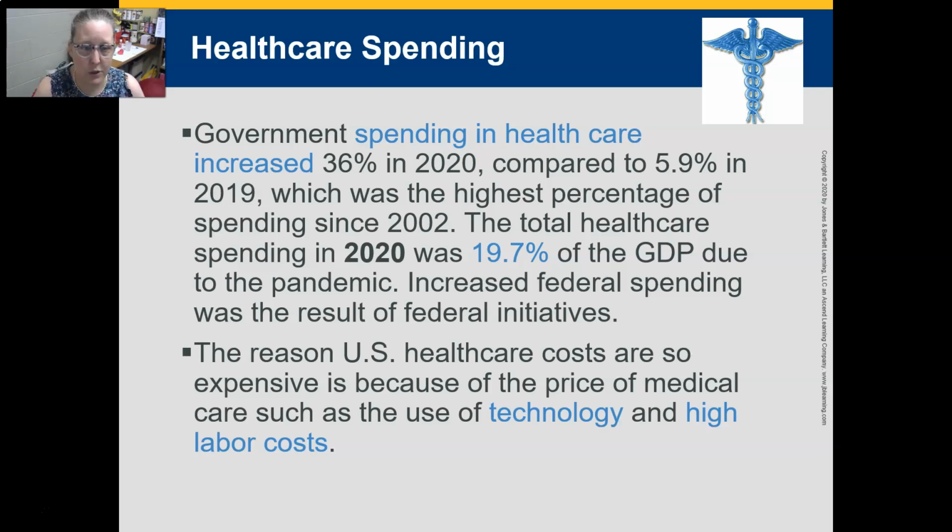The total healthcare spending in 2020 was 19.7% of the GDP due to the pandemic. And the increased federal spending was a result of federal initiatives aiming at keeping the hospitals open and supplied. And of course, there was this massive influx of patients into the hospitals. So, there is a lot of justification for that. Since then, our percent of the GDP spent on healthcare has dropped to the 18% range. So it's better, but it's still the highest in the world.